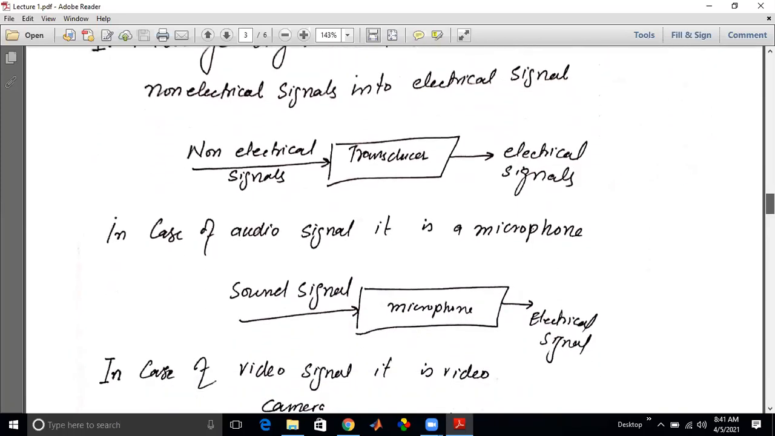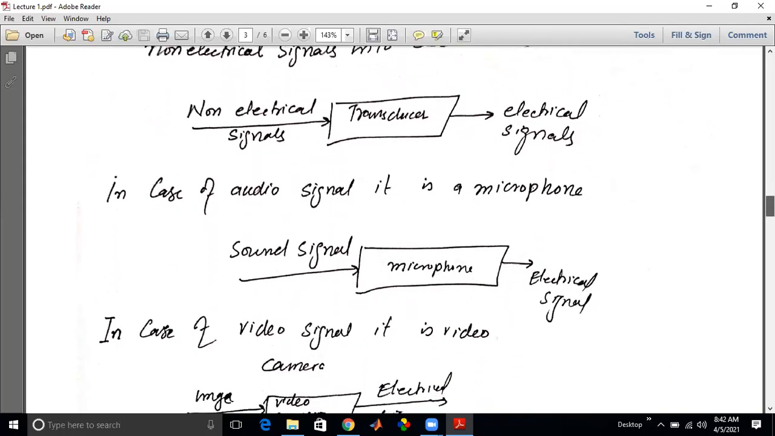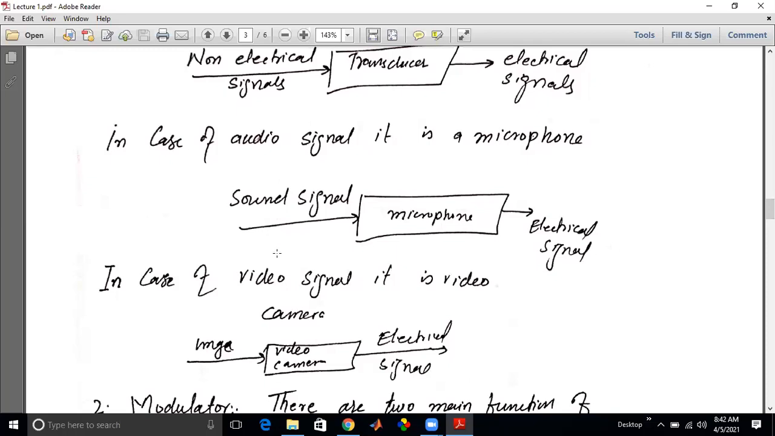For example, in the case of an audio signal, if I want to transmit an audio signal, for example, now I am transmitting an audio signal, which type of transducer do we use? The microphone is a transducer which will convert our sound signal to an electrical signal. Sound signal to what? Electrical signal. When I want to transmit video, in the case of a video signal, we will use the video camera. It will convert the image to an electrical signal.